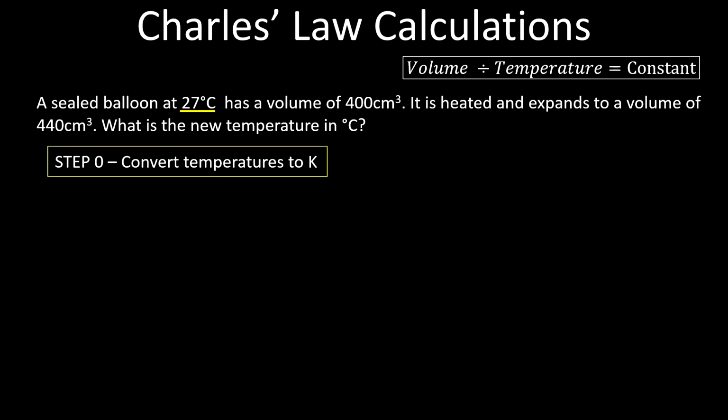So first thing to do now is to convert our temperatures to Kelvin if they're not already in Kelvin. Do watch out, you might get one that's already in Kelvin. You don't obviously need to convert it again if you've got that. But this is in degrees C, so we need to add 273 to get 300 Kelvin. Nice round number.